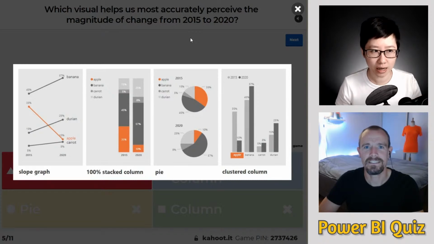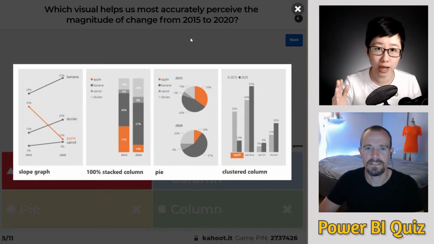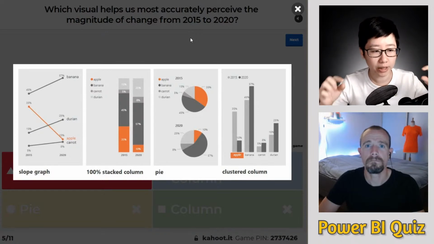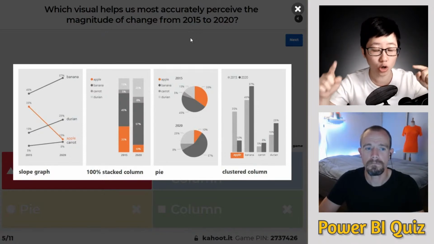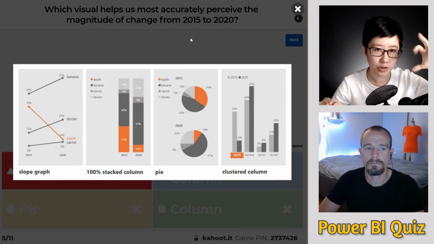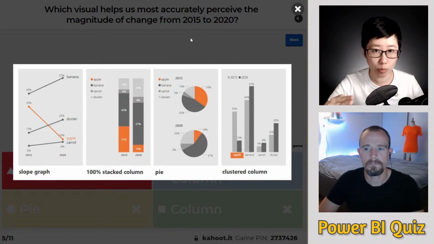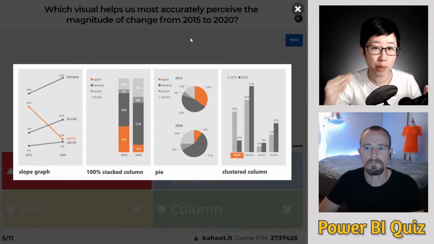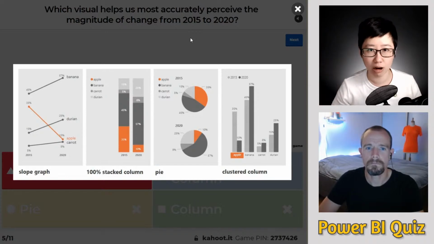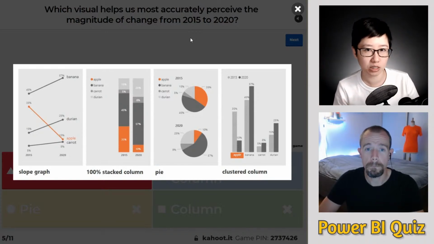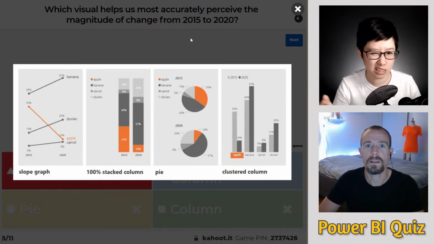Position is slightly higher in terms of accuracy compared to the length. So for the slope graph, you could see it's ordered in the same way as your 100% stacked column. On the left, it's 2015, on the right, 2020. But the position of the dots for each of the categories is the one that first shows you the comparison with each of them. But it is the slope itself that shows you the magnitude of change. The steeper the slope, you get it right away that, hey, the steeper it is, the more change there is, the gentler it is, not so much.